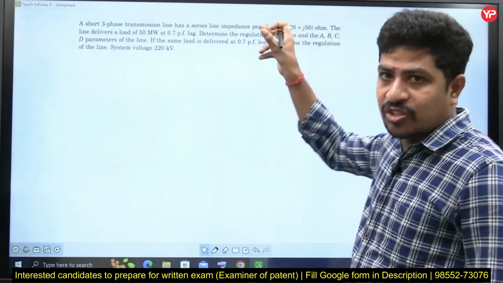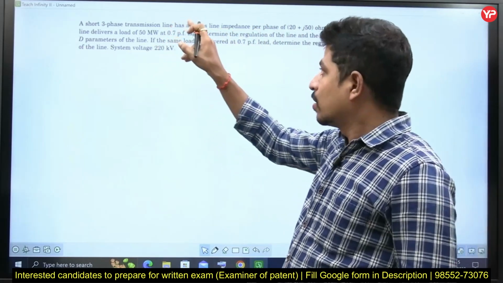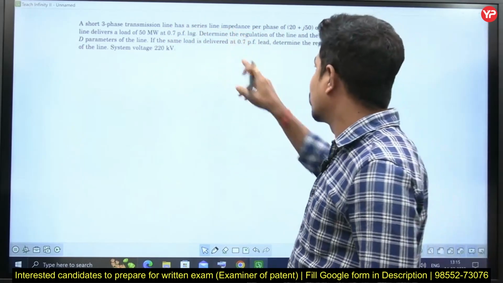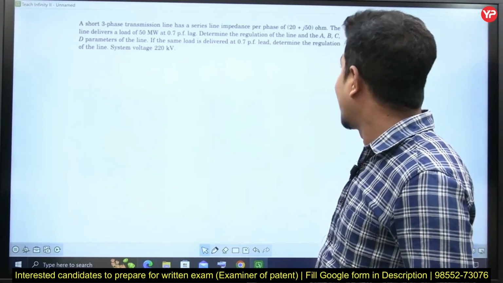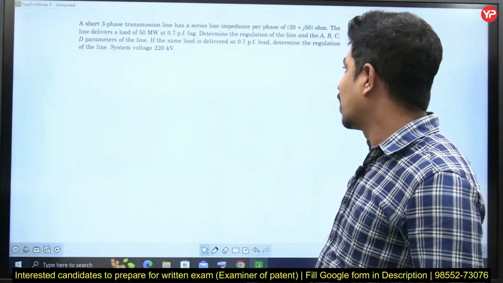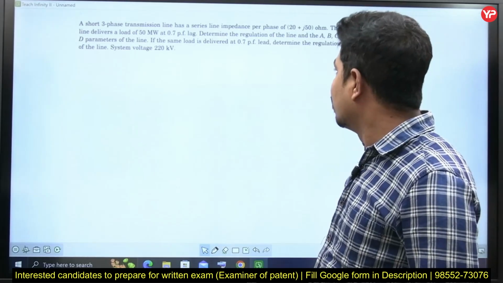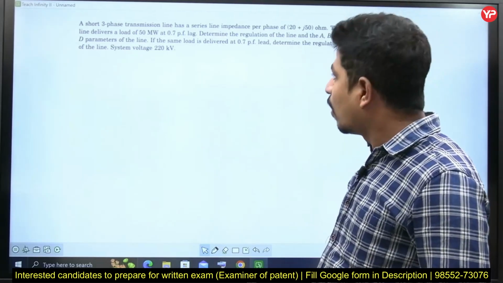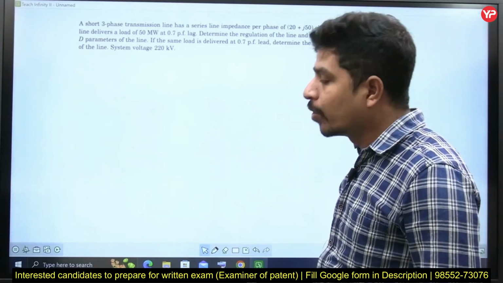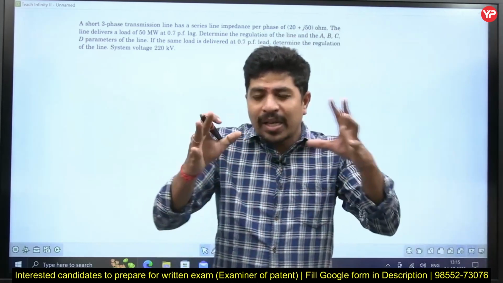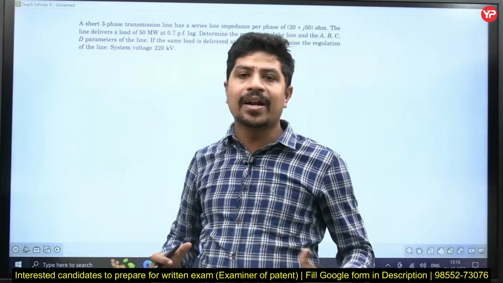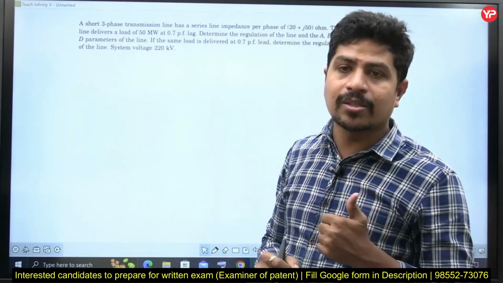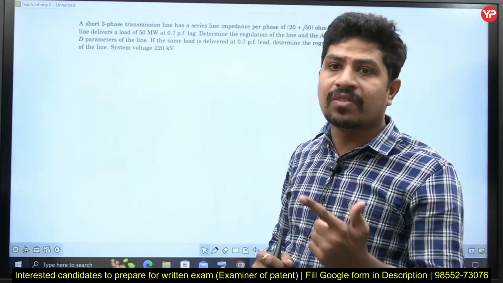He gave Z of the short transmission line and the load values. Determine the regulation of the line and the ABCD parameters of the line. If the same load is delivered at 0.7 power factor lead, determine the regulation of the line. System voltage is 220 kV. You see how many multiple things are added in this. You have to find ABCD parameters and voltage regulation of the transmission line.